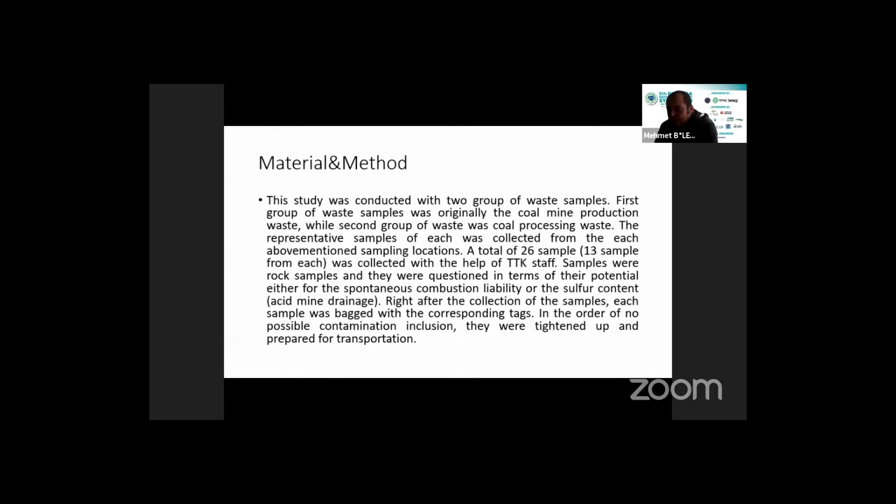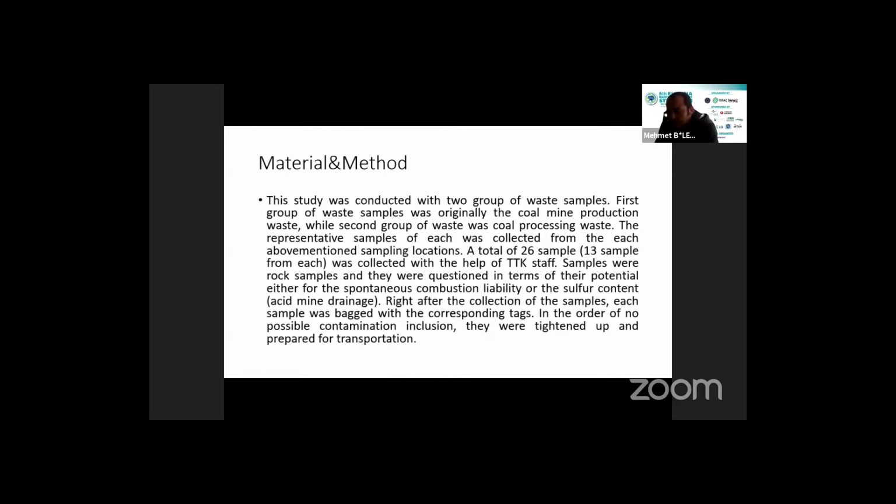This study was conducted with two groups of waste samples. The first group was from the coal mine production, while the second group was from the coal processing waste. Representative samples were collected from each of the above-mentioned sample locations. A total of 26 samples were collected with the help of the governmental association staff. Samples were rock samples, and they were examined for their potential for spontaneous combustion and sulfur content. Sulfur content is basically the reason for acid mine drainage.